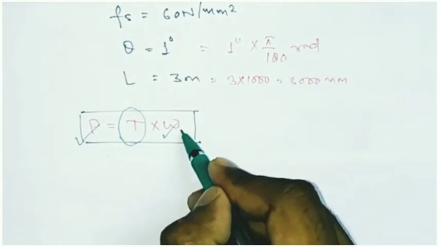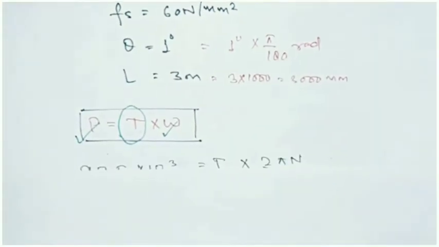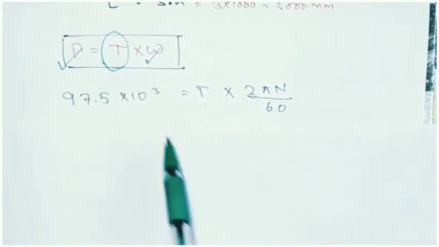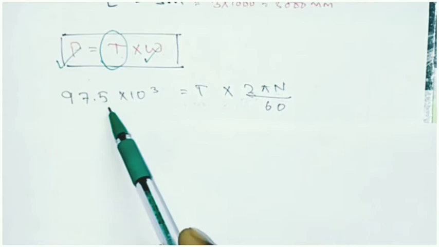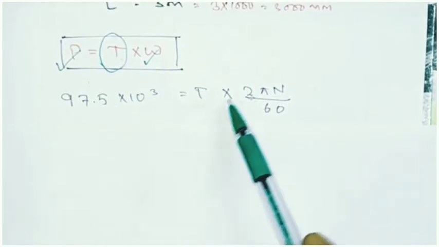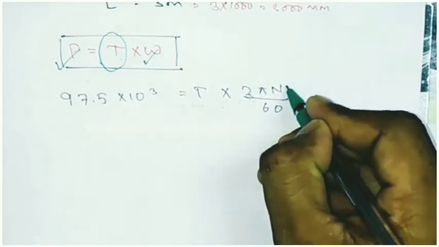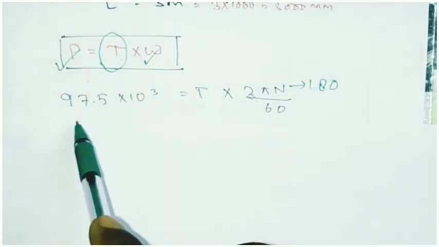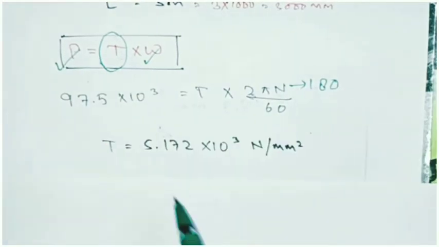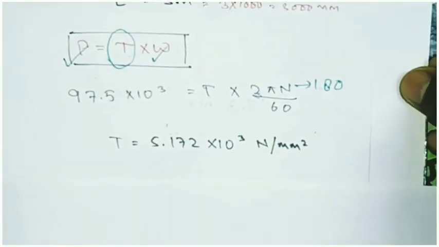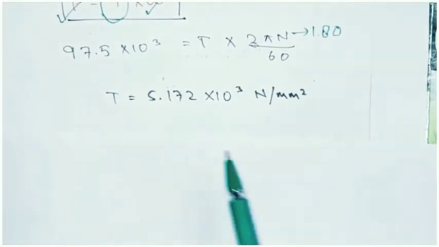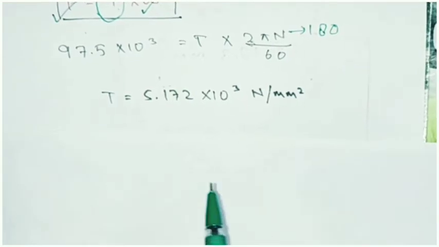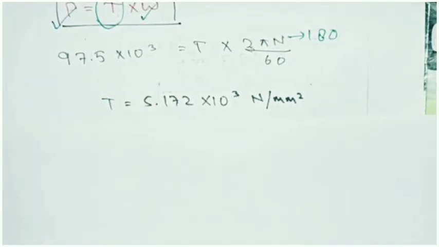So we know that omega is the angular velocity, and the formula for angular velocity is 2 pi N upon 60. So by putting the power, 97.5 into 10 raised to the power 3 is equal to T into 2 pi N upon 60, where the given value of N is 180. After solving all this, we'll come to know that T is 5.172 into 10 raised to the power 3 Newton millimeter. Once we know the value of T, we can easily go for finding out the diameter.